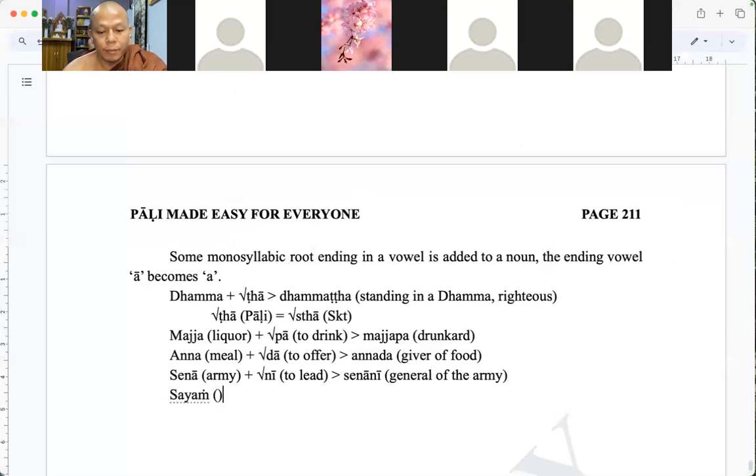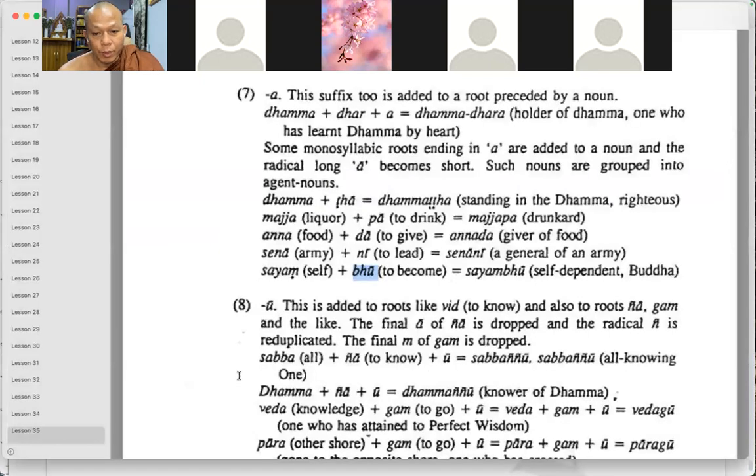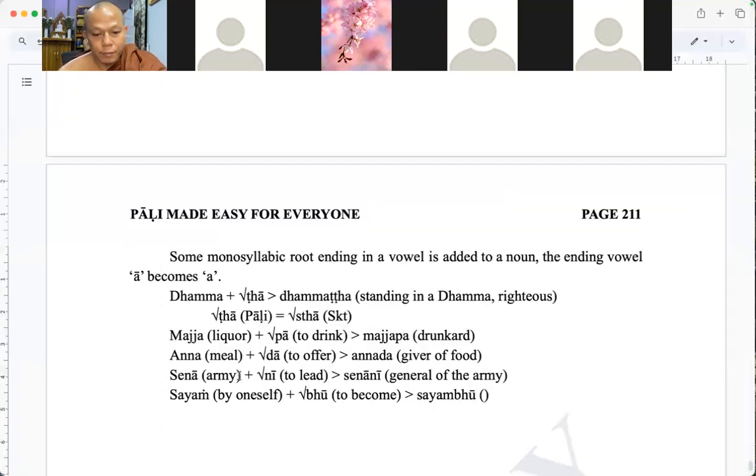And then Sayaṃ means by oneself. And then root bhū means to become. Now, Sayambhū. Sayambhū means self-dependent, or Buddha. One who becomes oneself, one who enlightens oneself without the help of others. So in this way.